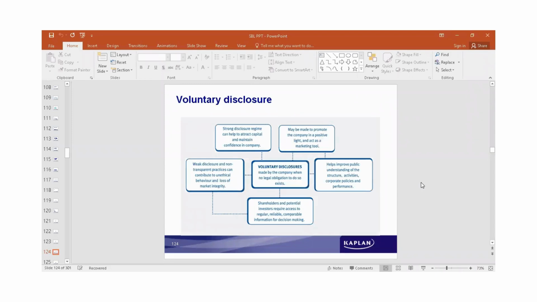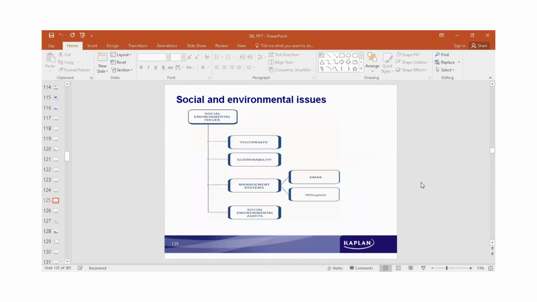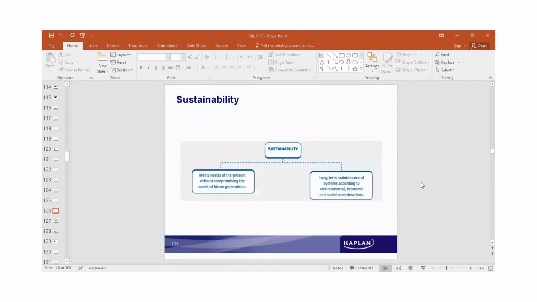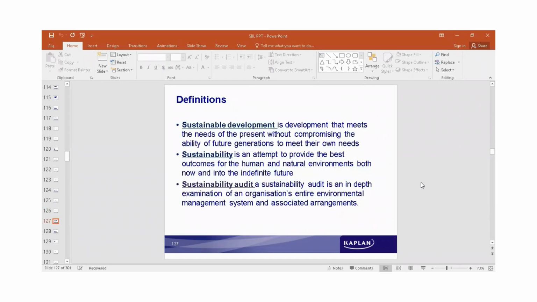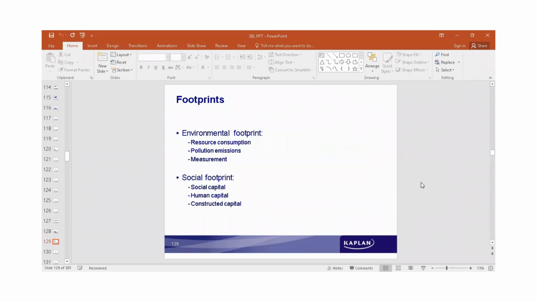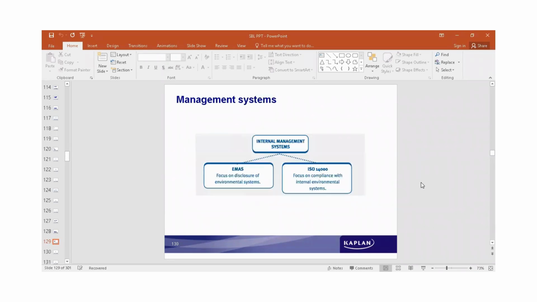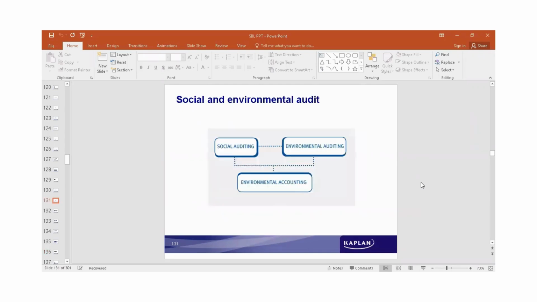So in that context, we did look into the social environmental issues, the sustainability aspect of it, see what plans the organization has in terms of sustainability, what is sustainability audit, then the carbon footprint, the amount of pollution that is emitted from the organization and what measures are taken, and the management systems which put a check on the environmental issues that are created by the organization. We have EMAS and then ISO 14000.